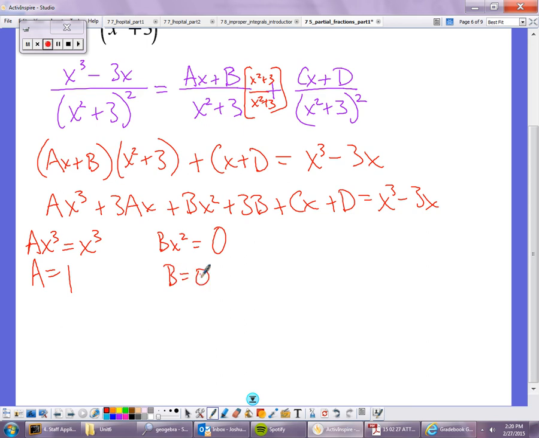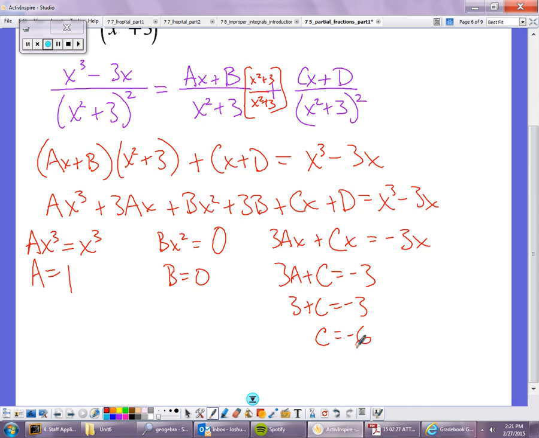Okay, pretty straightforward. Now what do I have? I've got an x term, 3ax, and another term, cx. And that corresponds to this negative 3x over here. So 3a plus c is going to have to be negative 3. Okay, well, I already know that a is 1, so I get 3 plus c equals negative 3, in which case c is negative 6. And that takes us to our last factor.